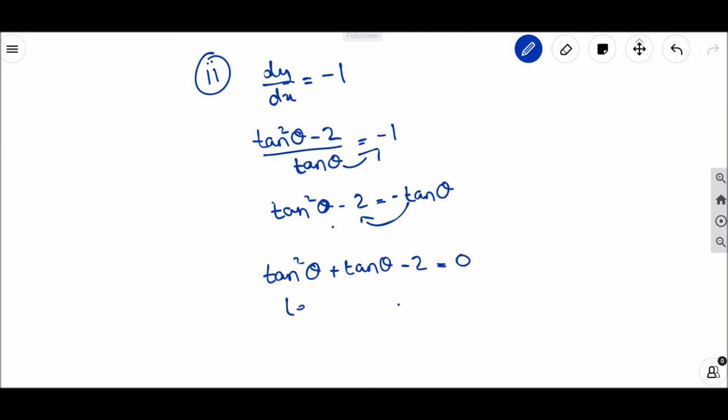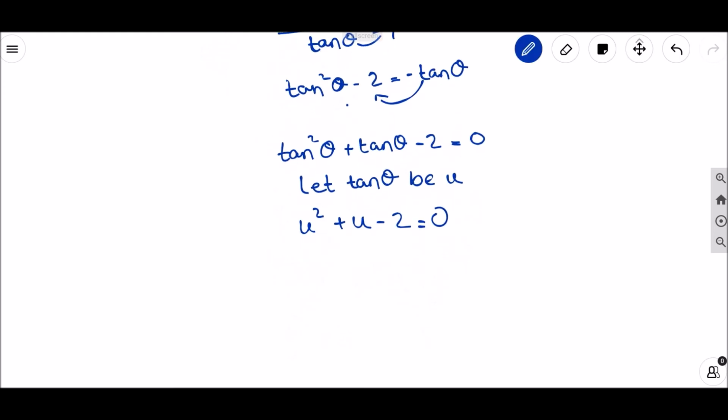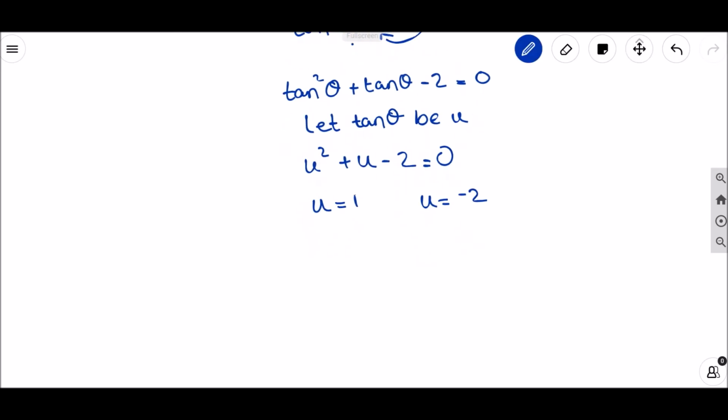Now we can let tan theta be u. So it will be u squared plus u minus 2 is equal to 0. Now you can use the calculator to solve this quadratic equation, and our answer will be u is equal to 1 and u is equal to minus 2. Now replace the u with tan theta. Tan theta is equal to 1 and tan theta is equal to minus 2.